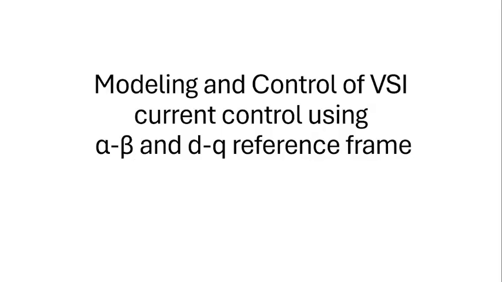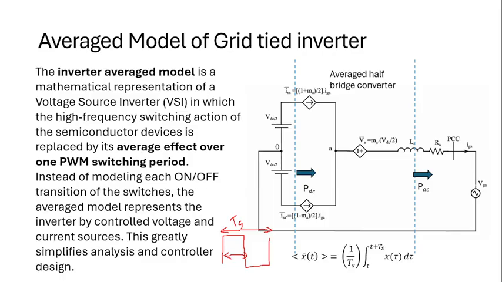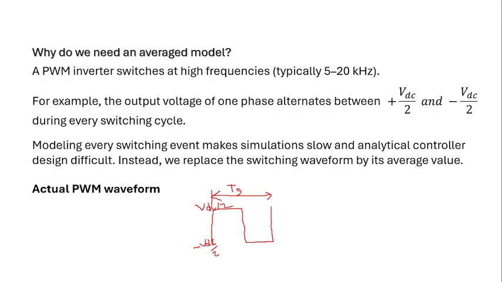Modeling and control of voltage source inverter with current control using alpha, beta and DQ reference frames. So we are modeling the voltage source inverter using average model. Why go with the average model?